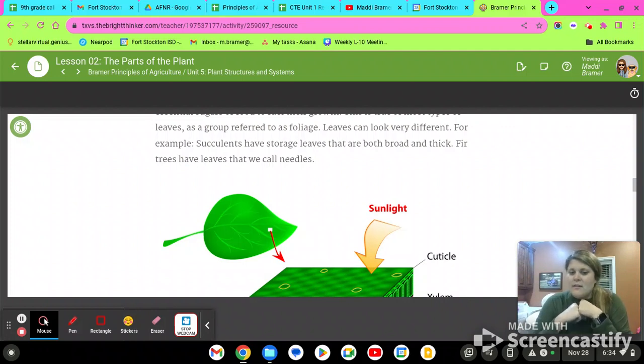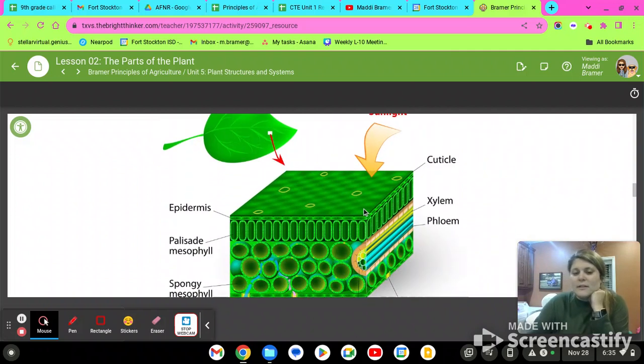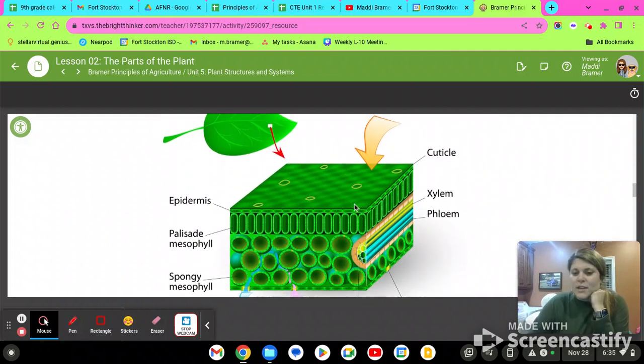Okay? Plants like a cactus or a succulent, they're not going to have really big leaves because they're out in the sunshine. So they're going to have different ones. They have storage leaves that are broad and thick. And then trees have different leaves for different environments as well. So that's really neat how plants change for their environment.